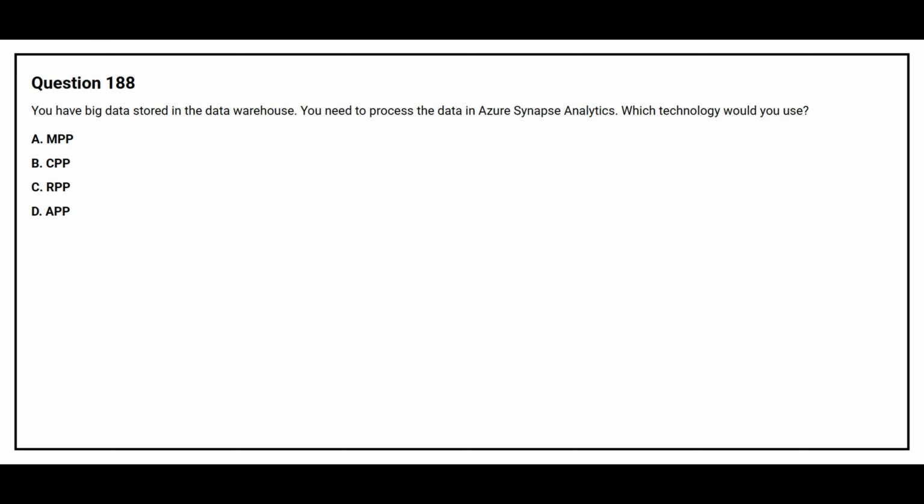Question number 188. You have a big data stored in the data warehouse. You need to process the data in Azure Synapse Analytics. Which technology would you use? Option A, MPP. Option B, CPP. Option C, RPP. Option D, APP. The correct answer is option A, MPP.